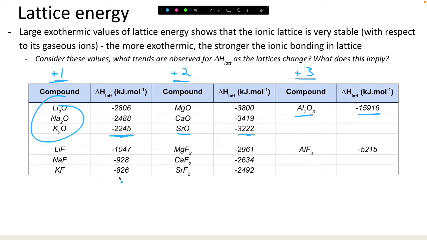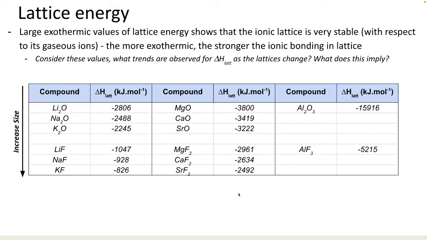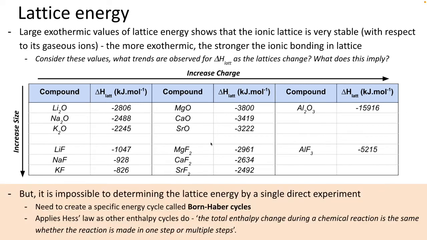And we see a very similar trend for our fluorides this time. If we keep the fluoride the same, we look at our group 1 fluoride sitting around -1000, group 2 -2500, group 3 up in -5000. So as we increase the size but keep the charge the same, lattice energy decreases, becomes less exothermic. As we keep the size the same but increase the charge of the ions, the lattice energy becomes more exothermic. But there's always a but in there.